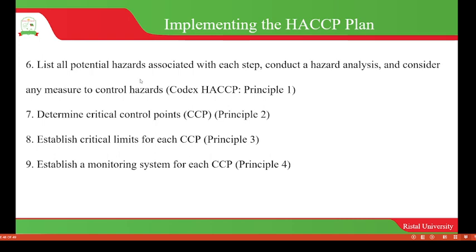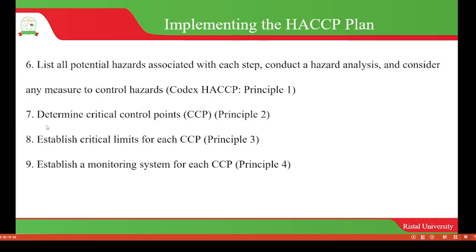We have talked more on this. You can refer to the 7 steps of hazard analysis and critical control points that we have looked at. So first, you identify the potential hazards associated with each step, and then you conduct the hazard analysis. We know how to conduct it, and then you consider any measure which can be put in place to control the hazards. Then the next step, step number 7, you determine critical control points, and this is principle number 2, which we have already looked at.